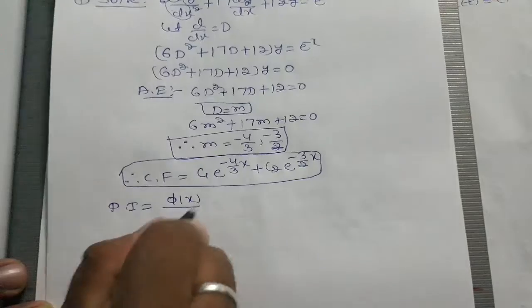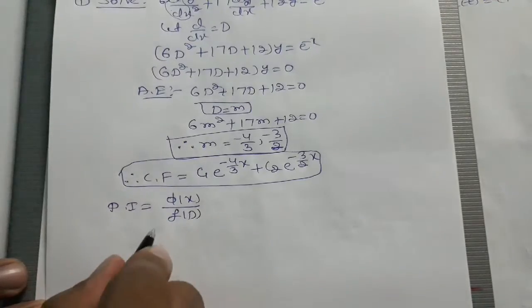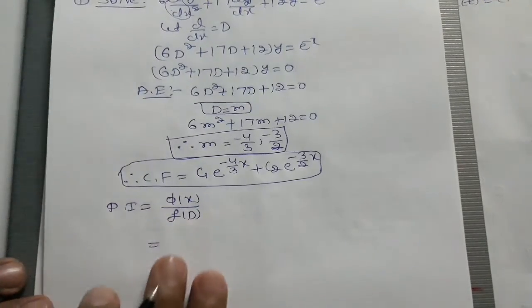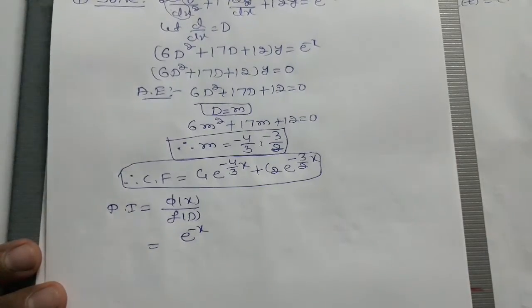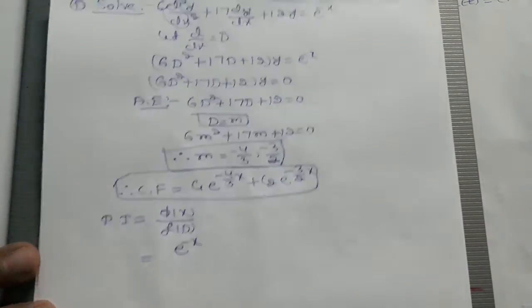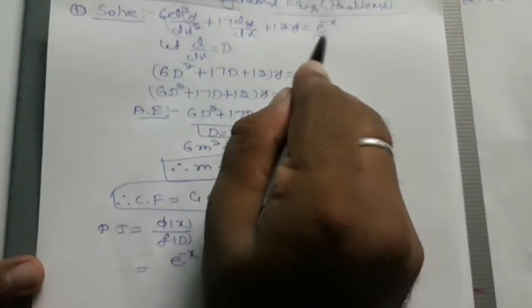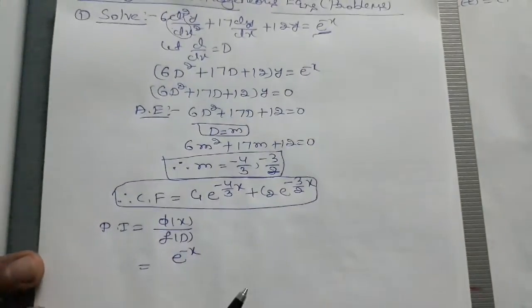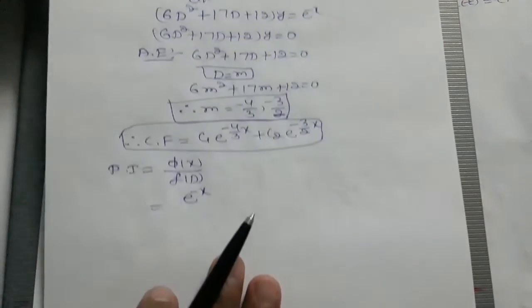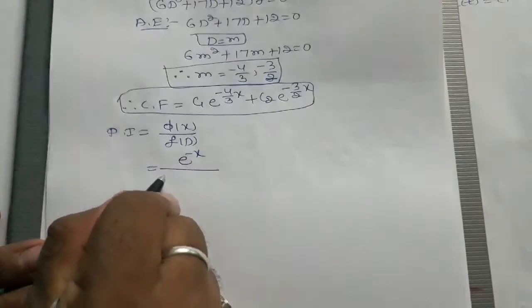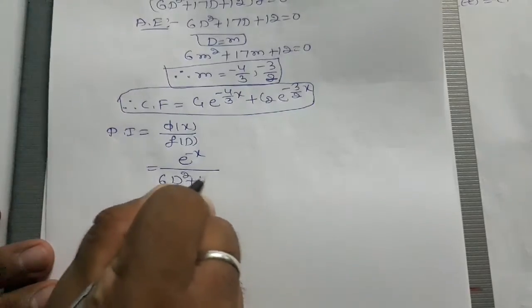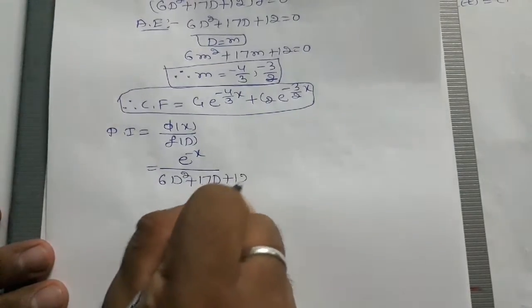So the particular integral equals phi of x by f of D. What is the phi of x value in this problem? Phi of x is e to the power of minus x. Here they have given this phi of x value, the RHS value. So phi of x is e to the power of minus x divided by f of D, which is 6D square plus 17D plus 12.